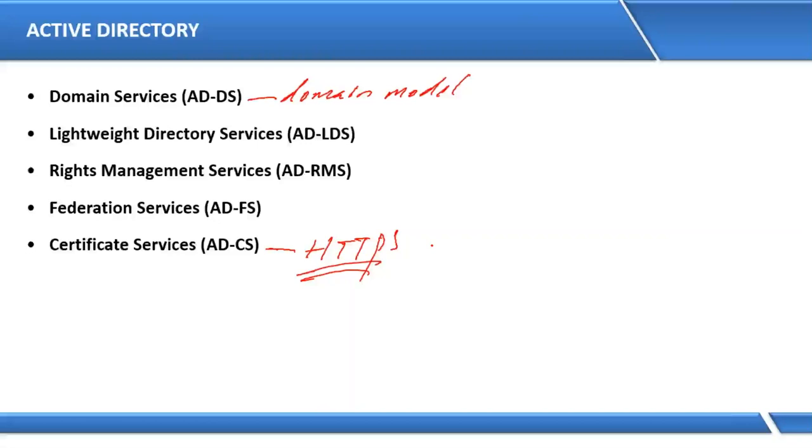We can take the help of certificate service. But this topic we will not cover; we are going to cover it, but only theory is available. That is called lightweight directory service, rights management service, which is called RMS also, and one is federation service, called FS also. So first we'll see what is the use of this lightweight directory service. The experts are saying this lightweight directory service is designed for authentication purpose. If you want authentication, we can take the help of lightweight directory service.